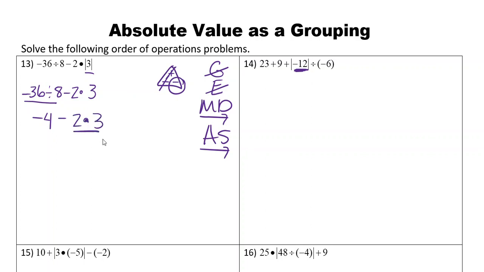Still need to do this multiplication. 2 times 3 is 6, so I have negative 4 minus 6. And then I have 4 negatives and 6 negatives all together, so I have negative 10.